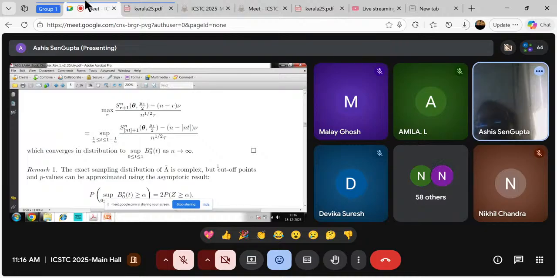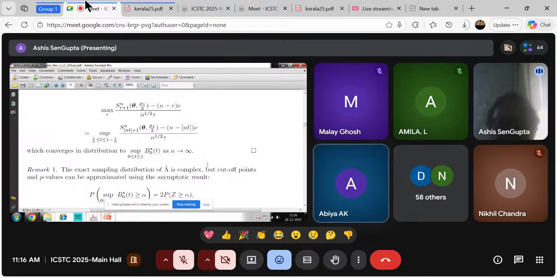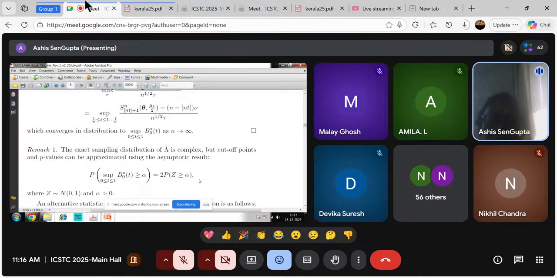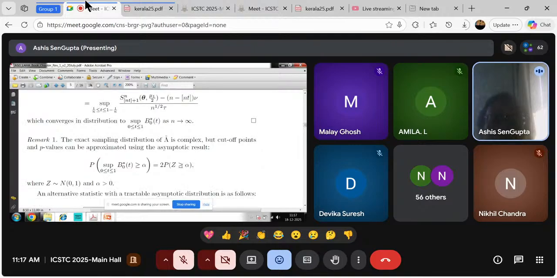Price of the national share code, what we do, so we can have it. The cutoff point can be approximated using the algorithm that the probability of the supremum being greater than or equal to alpha can be approximated by the probability of a standard normal distribution of the upper tail of the normal. I think this is a very useful result.